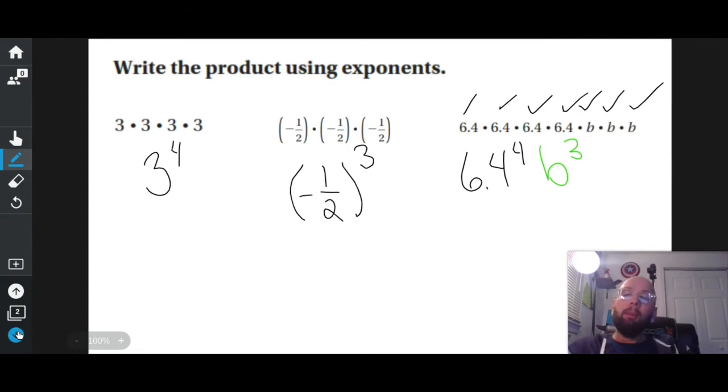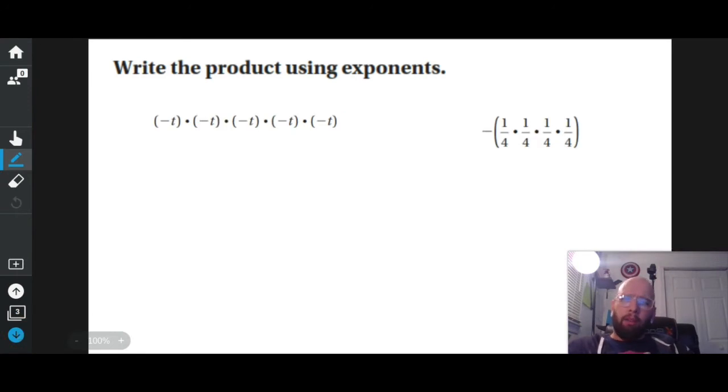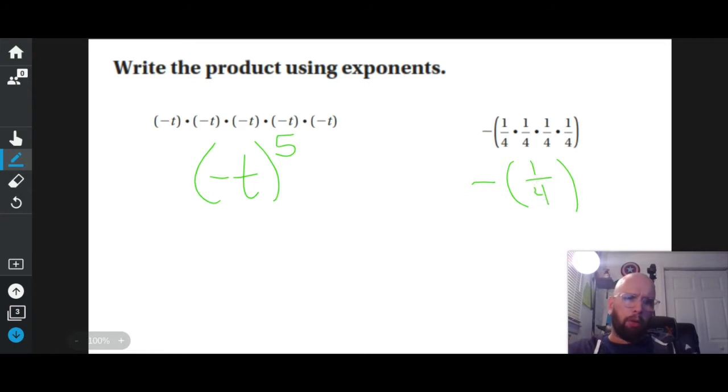Easy. More. I have parentheses negative t times parentheses negative t times parentheses negative t times parentheses negative t times parentheses negative t. So I have parentheses negative t 5 times. I have negative. Okay, so the whole thing's negative. And inside the parentheses, I have 1/4, 1/4, 1/4, 1/4. So I have 4 of those.